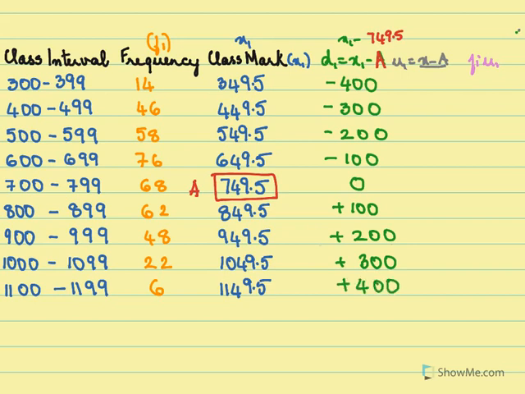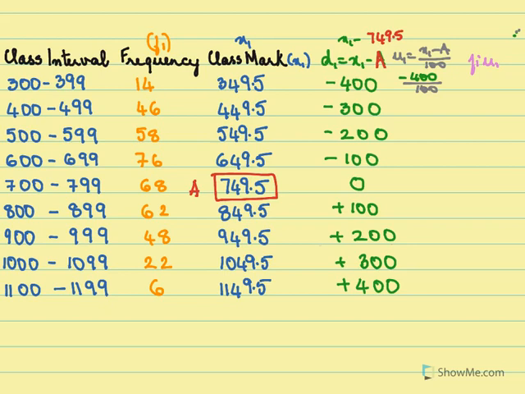Our next column is of UI, and to find UI, we have to divide each of the DI by 100. How did we get the value of 100? If you look at DI, all the DIs are divisible by 100. We have minus 400, minus 300, minus 200, minus 100, 0, 100, 200, 300, 400, all are divisible by 100. Even the class interval is also 100. So divide minus 400 by 100.